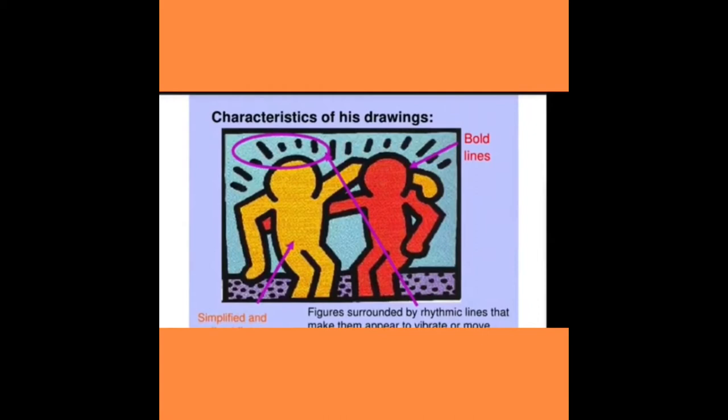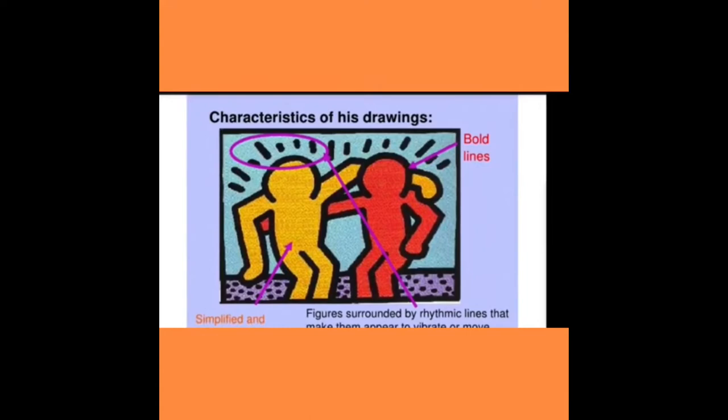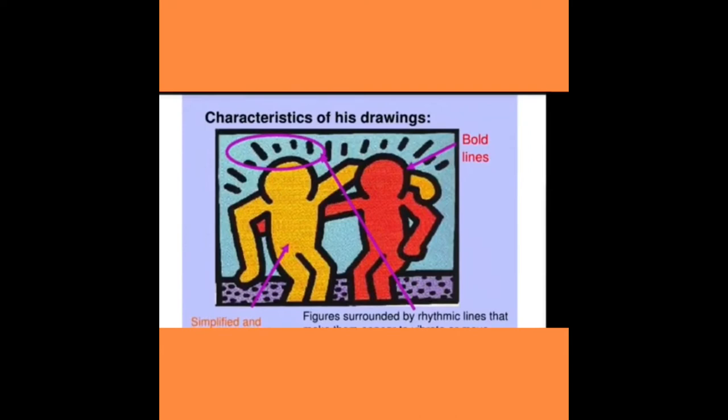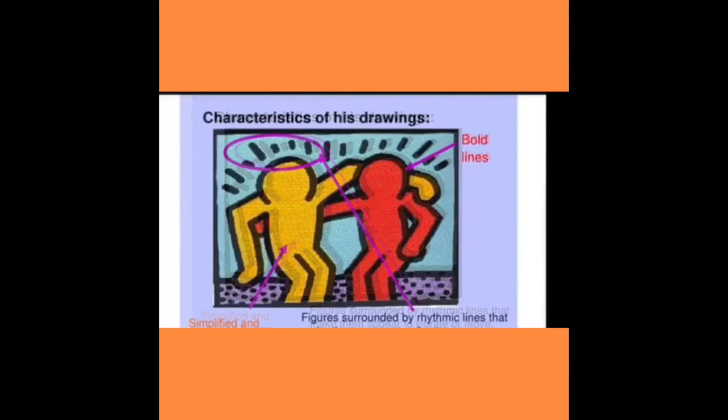Some of the characteristics that we see in most of Keith's works are that he incorporates bold black outlines around his symbols, using simplified and stylized figures. Figures are also surrounded by rhythmic lines to represent vibration and movement.